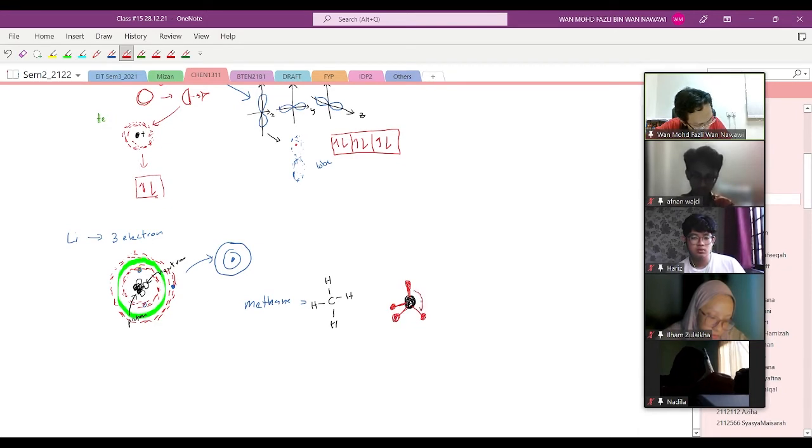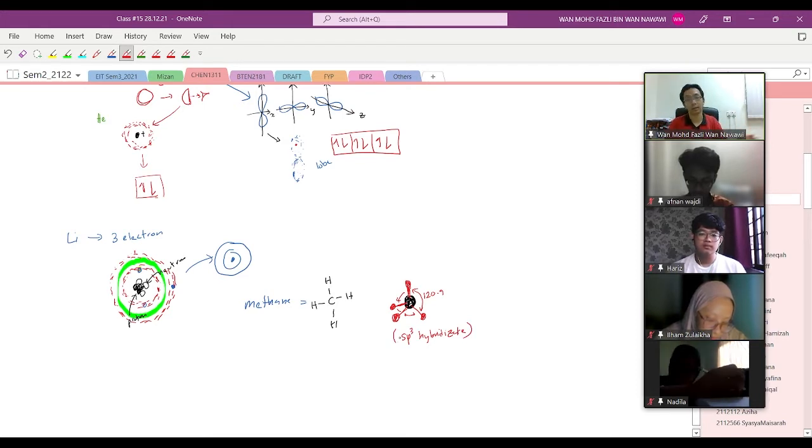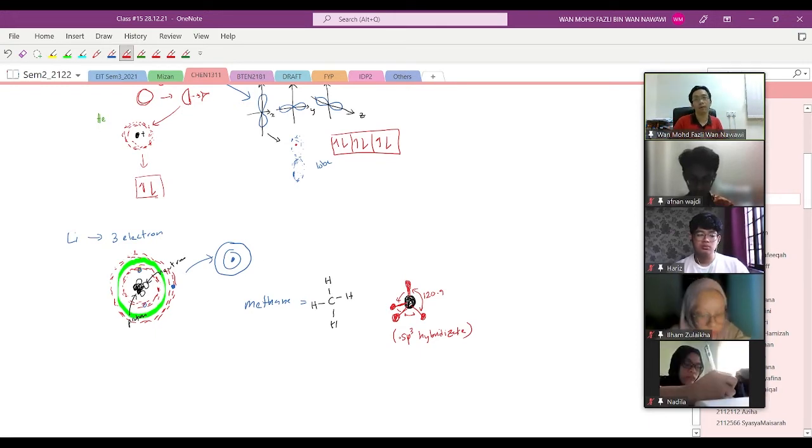The angle is 109.5 degrees, if I'm not mistaken, something like that. So it's not perpendicular, and the reason this happens is because methane assumes sp3 hybridization. Later, if I have time, I will explain this in the next class. But basically, the reason methane is not perpendicular but assumes this pyramid-like shape is because of the orbitals.